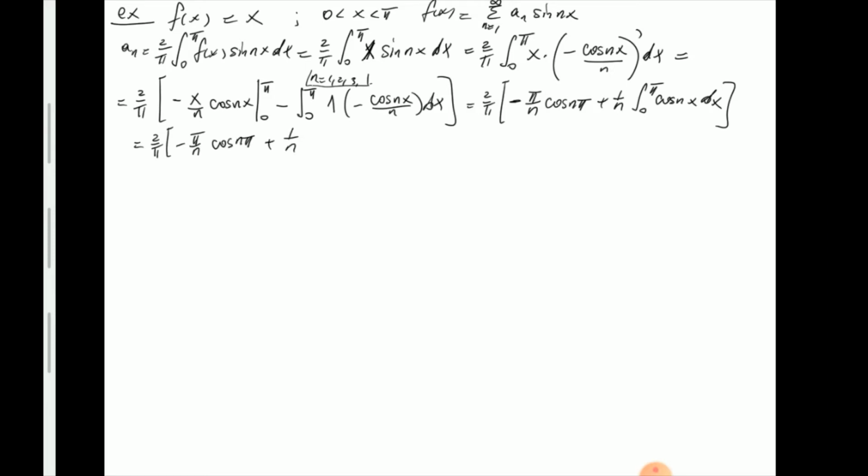The integral of cosine of nx will be sine of nx over n. And at this point, you've seen this before, you should realize this is 0, right? The second term. Because sine of n pi is 0, sine of 0 is 0. So basically you're left with minus 2 over n cosine of n pi.